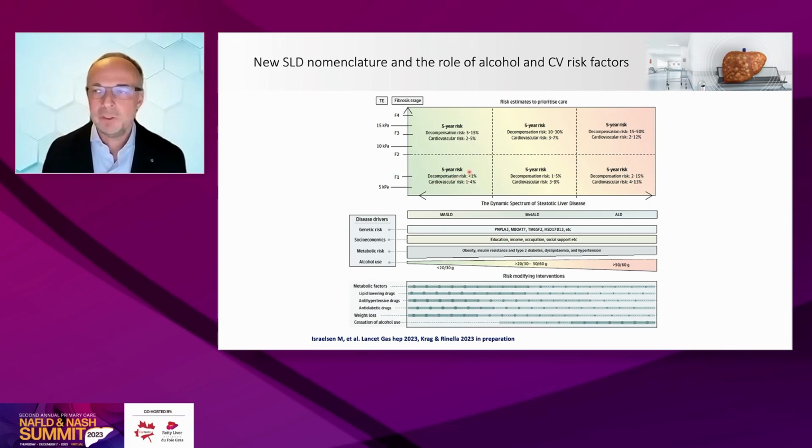If we go down here, the ratio for cardiovascular versus liver risk is probably 1 to 4 times other liver-related risk. So we can put patients into this matrix and see what their risks are. But the important thing down here is what we can now do with risk-modifying interventions, and there are a lot of things we can do there.